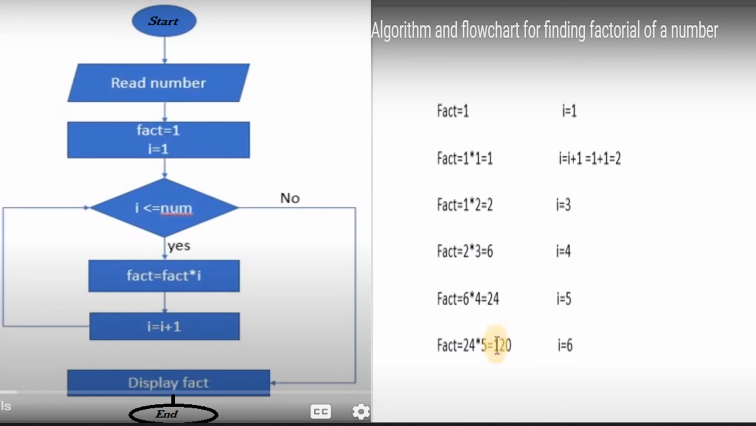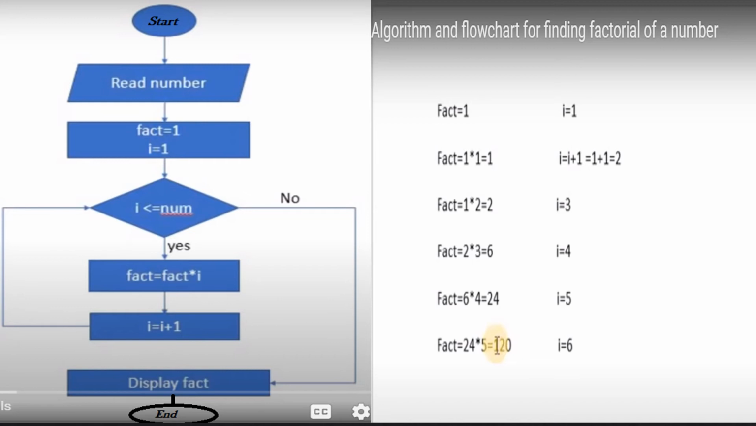So next, factorial is 1 and I equal to 2. 1 multiplied by 2 equal to 2 and I becomes 3 now. So next factorial is 2 and I is 3. 2 multiplied by 3 equal to 6 and I becomes 4 now by adding 1 to it. So next I is 4 and 4 multiplied by factorial, that is 6, and then the answer will become 24.